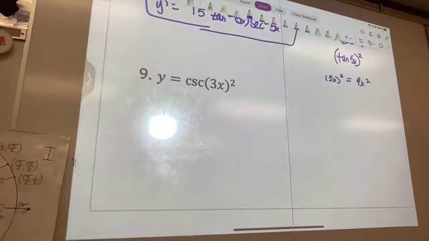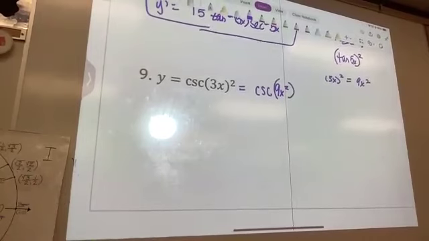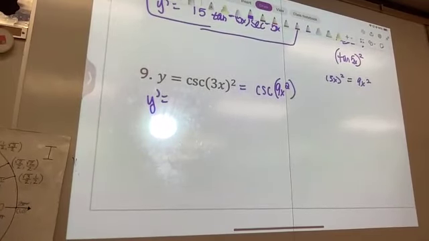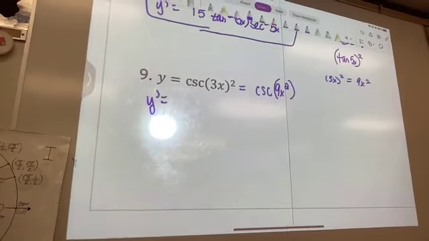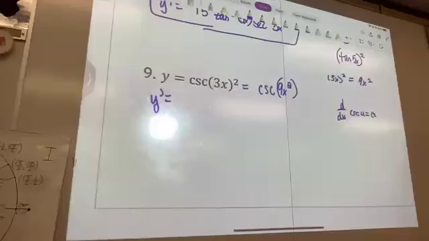All right. So my first step would be, now notice the trig function isn't squared. It's that angle that's squared. So this is the cosecant of 9x squared. I would write it like that. Then I would do my derivative. So I would say y prime is cosecant. What's the derivative of cosecant? Is it cosecant cotangent, right? Cosecant u cotangent u times u prime.